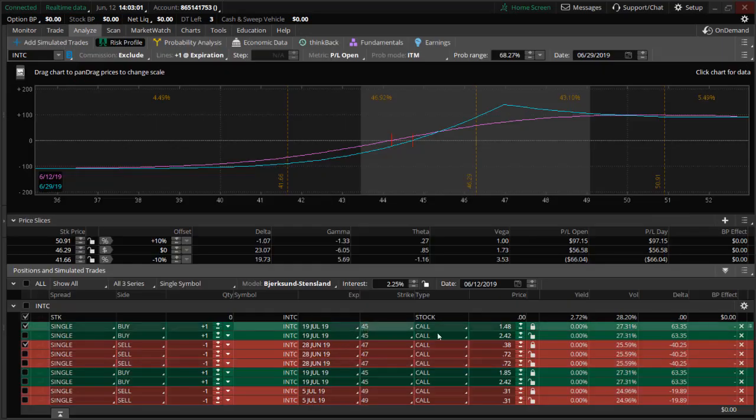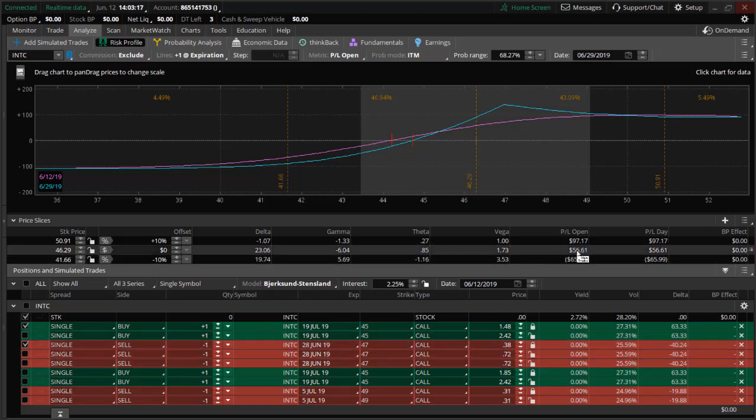When this was set up, the 45 call was going at $1.48. Now it's $2.42, so a nice little profit there. But I sold the 28 series 47 call at 38 cents, so that's up against us 72 cents. But all in all, it's up about $56, and the risk is really pretty low. It's $110. So a nice return.